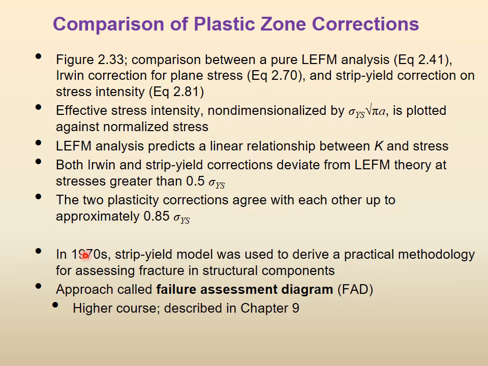Okay. Now in the 1970s, strip yield model was used to derive a practical methodology for assessing fracture in structural components. You see, structural components are not generally brittle materials. They have a lot of metals and alloys. We suggested 2-3 slides ago that these Irwin corrections should not be directly used, but strip yield, yes, now they are saying they can be actually used. This approach was called the failure assessment diagram, FAD.